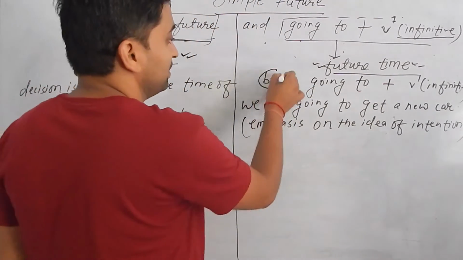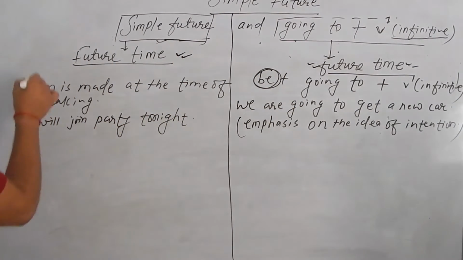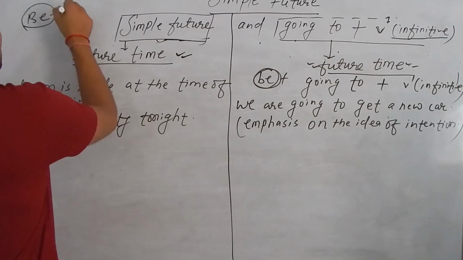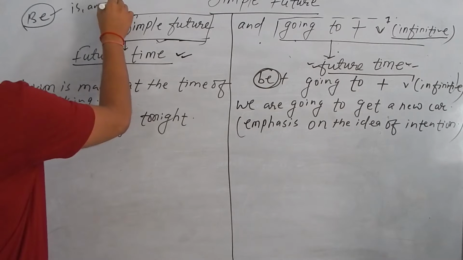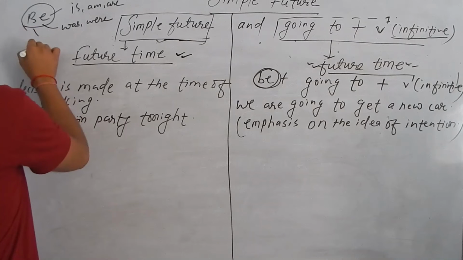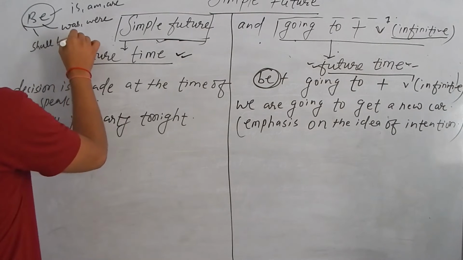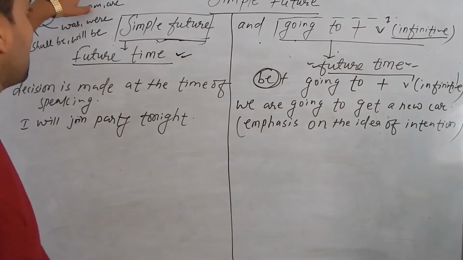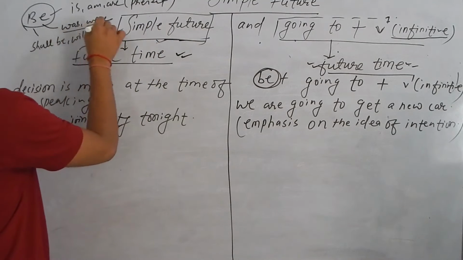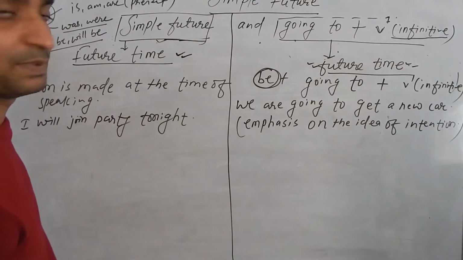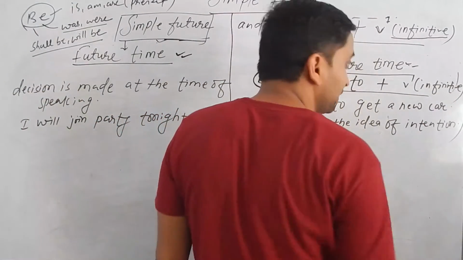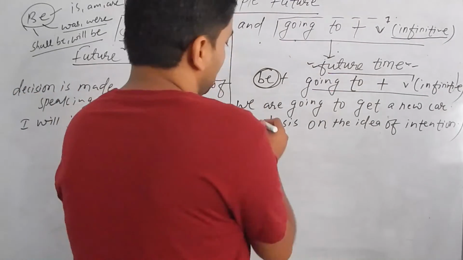And that is B plus going to plus B1. B means actually what? B is a very special kind of verb. Why is it a very special kind of verb? Because B has different forms like is, am, are. Similarly, B has forms like was, were, and shall be, will be. These is, am, are are the forms of present. These are the forms in past and future. So that's why it is a very special kind of verb. So what I have written? B plus going to plus B1.